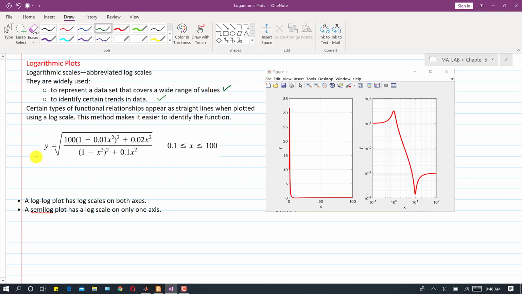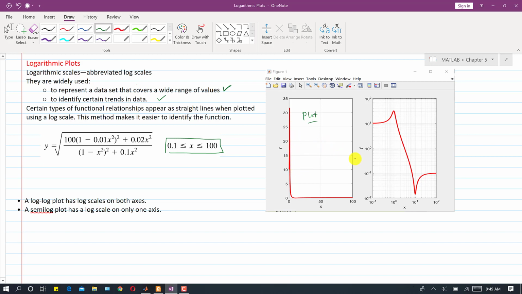Let's suppose we have this function, y is a function of x, and we have plotted this function for this range, from 0.1 to 10. When we use the simple plot function, we get this plot. In this graph, we can see that the trends are not clearly visible in the simple plot.